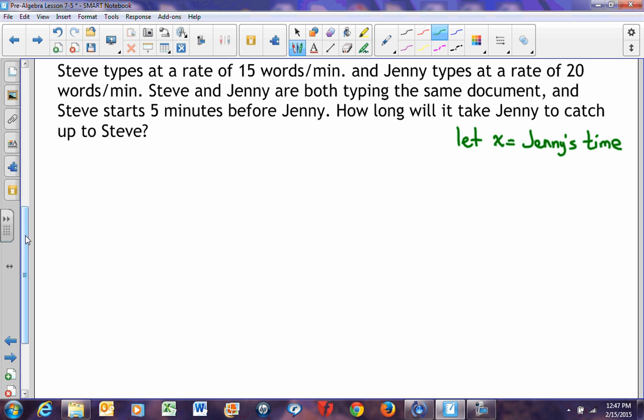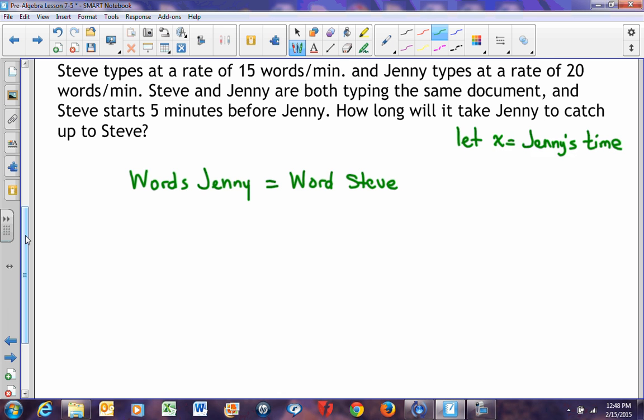Okay. I know that the words that Jenny can type has to equal the words that Steve can type because it says how long will it take Jenny to catch up to Steve. So eventually they have to type the same number of words. So the words for Jenny has to equal the words for Steve if this is going to work. Okay? And I know also that it's the words per minute that we need to work on.